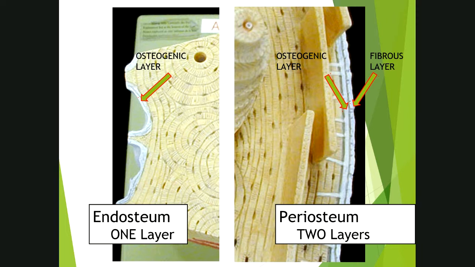So if we look at the outside over here versus the inside over here, you can see this one has two layers, but this one only has one layer. The outside has a fibrous layer, which is this one, the outermost one. And it has this osteogenic layer, which is right next to the bone. But this one only has this one layer, which is right next to the bone. That's the osteogenic layer.